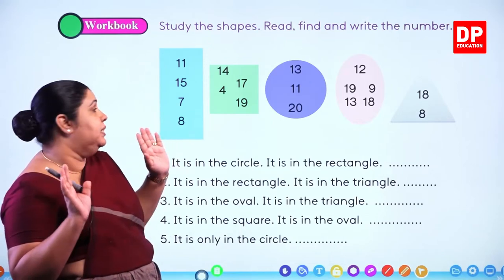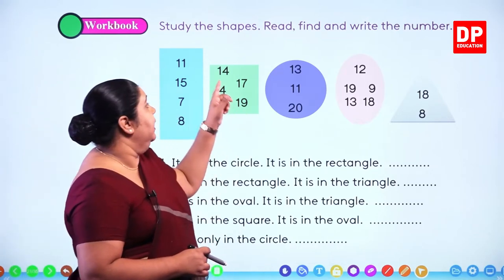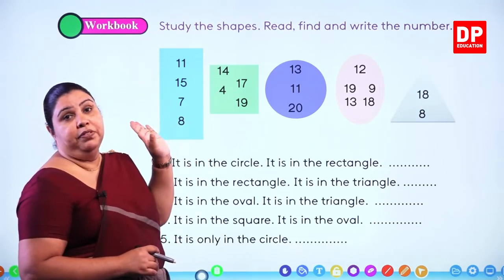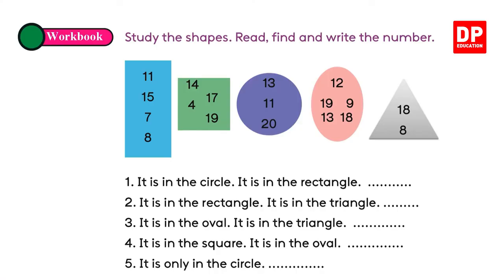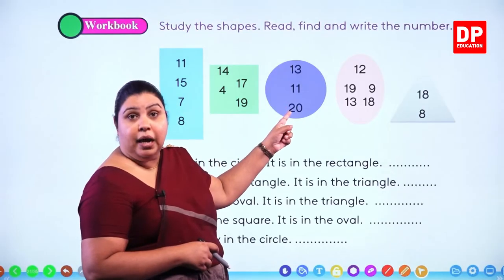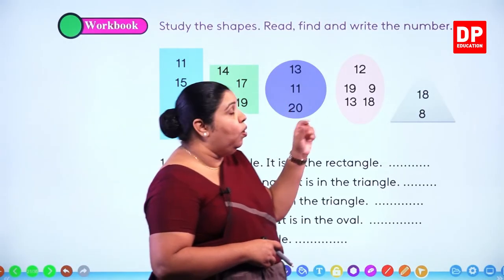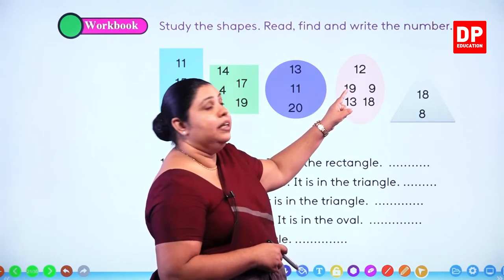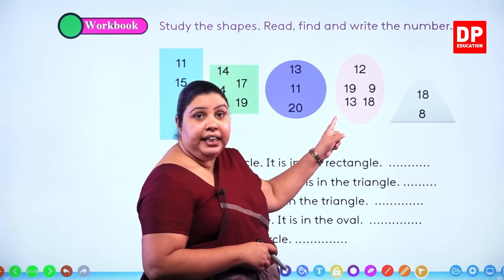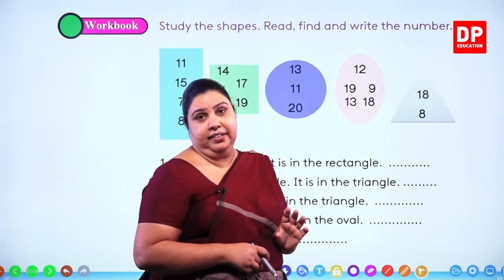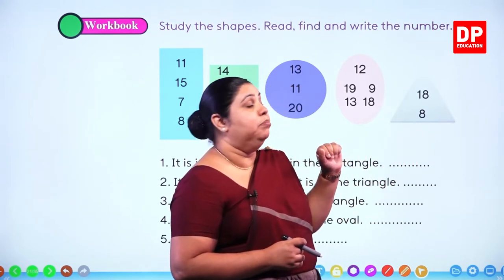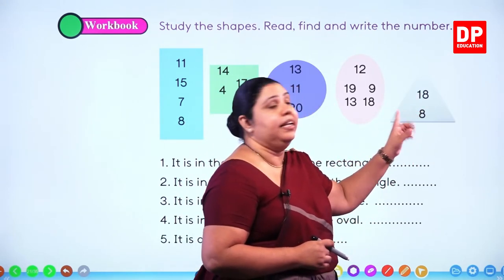You have to read the numbers aloud. The square has number 14, 17, 19 and number 4. Next one. The circle has number 13, number 11 and number 20. Then the oval shape has got number 12, number 19, number 9, number 13 and number 18. Then the last shape, the triangle has two numbers, number 18 and number 8.